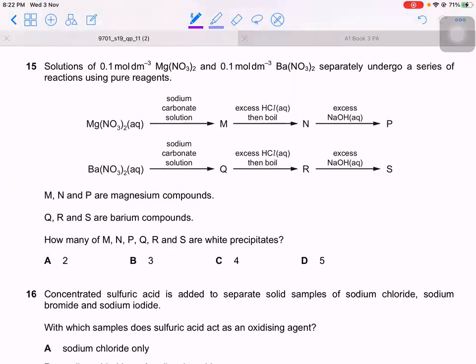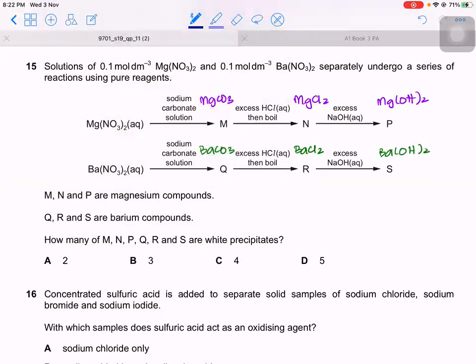A solution of 0.1 mole per dm cube magnesium nitrate and 0.1 mole barium nitrate separately undergo a series of reactions. So magnesium nitrate with sodium carbonate would give you what? Magnesium carbonate. When you add that to excess HCl, that will give you magnesium chloride. When you add that to excess NaOH, that will give you magnesium hydroxide. Then barium nitrate with carbonate would give you barium carbonate. With HCl it will give you barium chloride. When added to NaOH it will give you barium hydroxide.